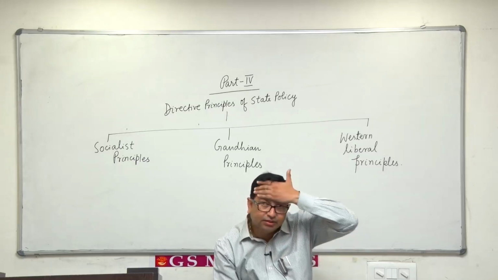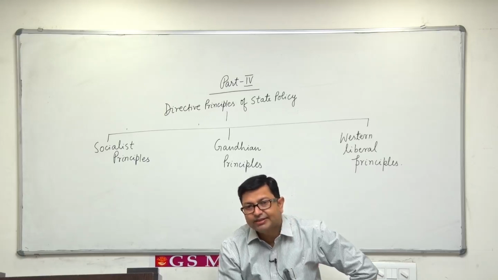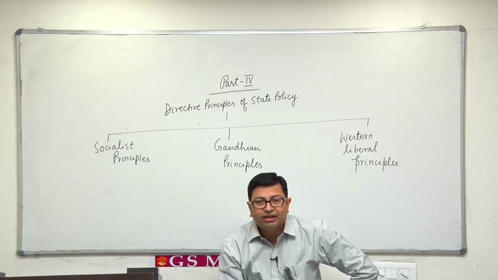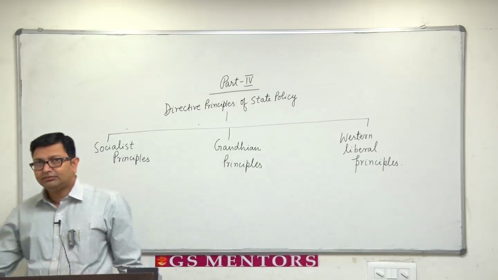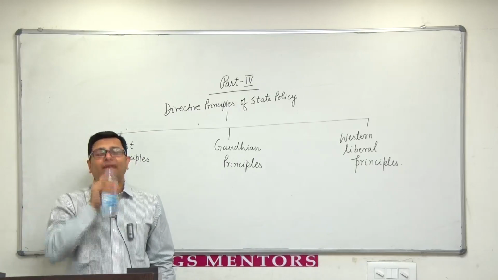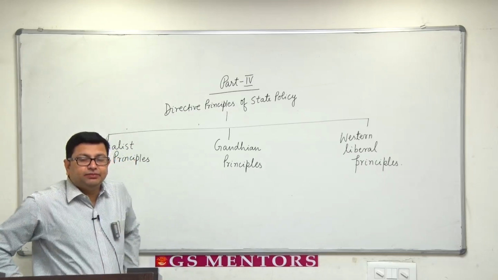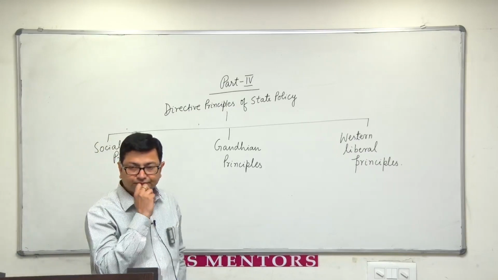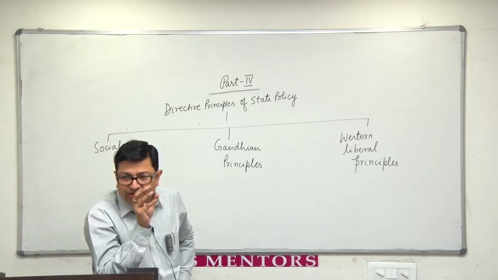Then participation of workers in the management of industries. Then early childhood care for children up to 6 years of age. These are some of the socialist principles which are there in part 4 of the constitution.